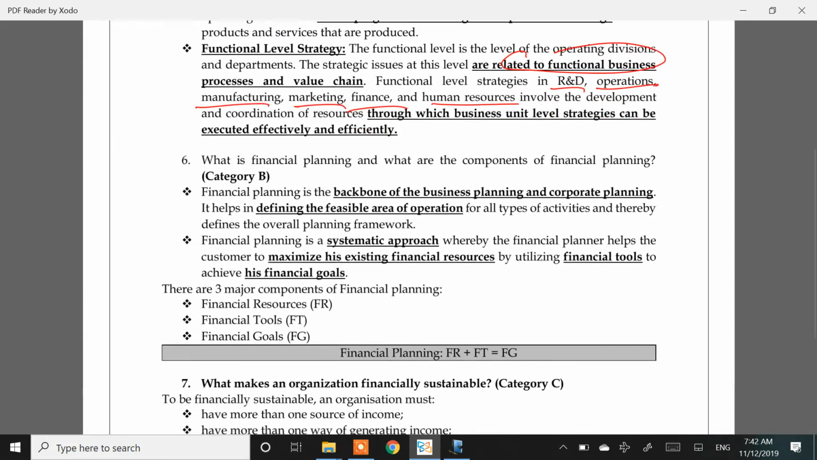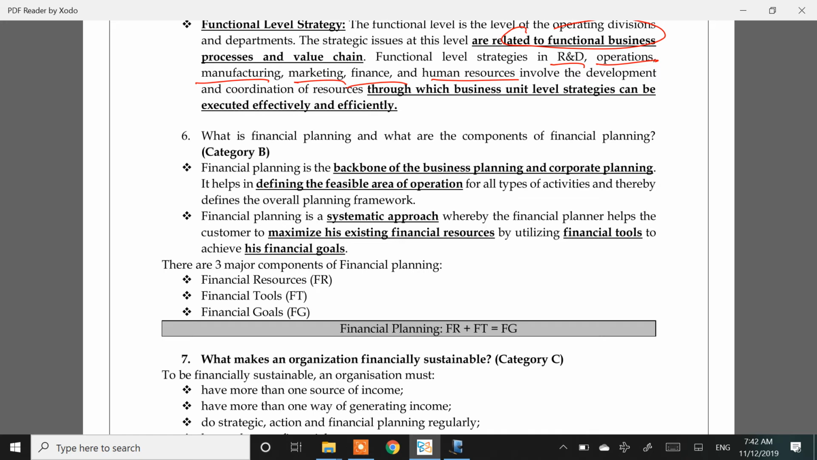strategy. Now then, what is financial planning and what are the components of financial planning? Now see, financial planning is basically planning for money. The basic thing is you need to do something called planning for money. Now they say it's a backbone of business planning as well as corporate planning, and it will also define what is a feasible area of operation.